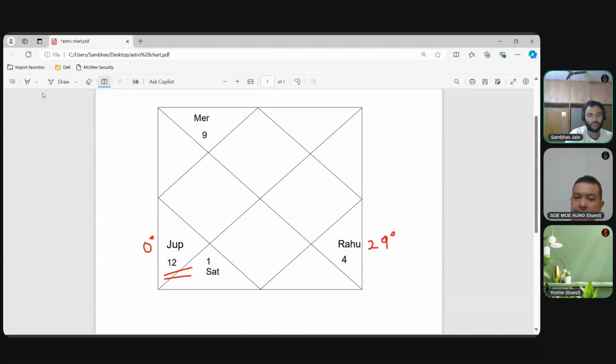Let me tell you, Saturn is at 2 degrees and Mercury at 27 degrees. So firstly, native is going to meet Saturn in the next trine. Okay. Yes.